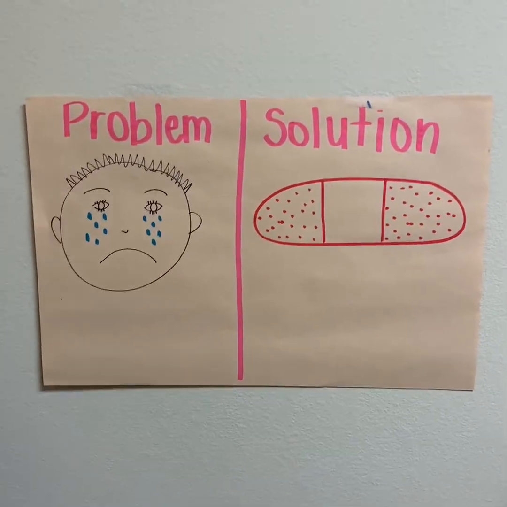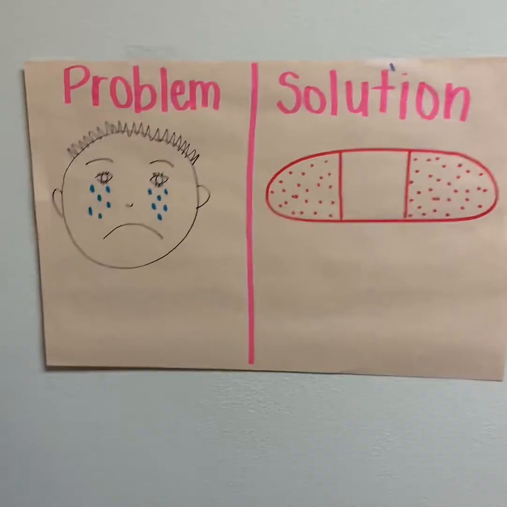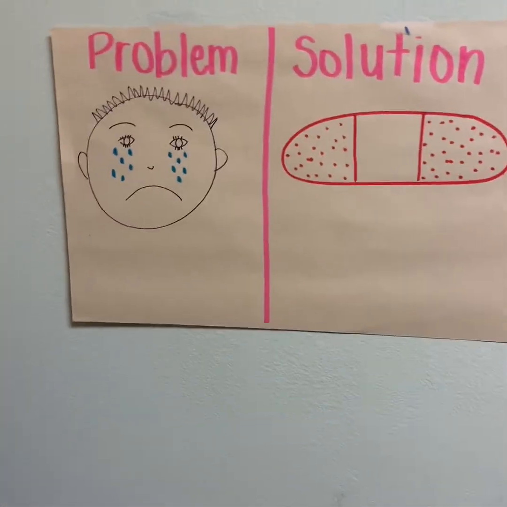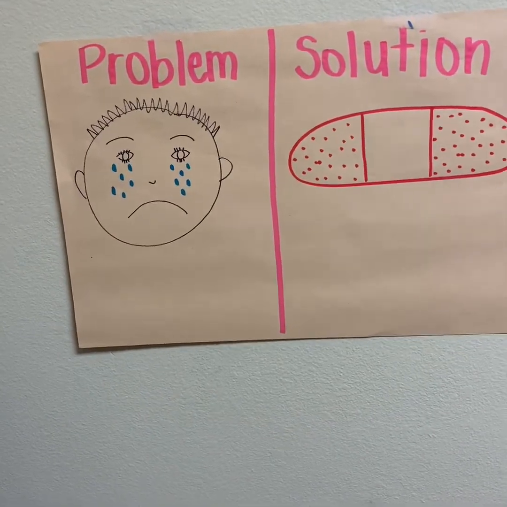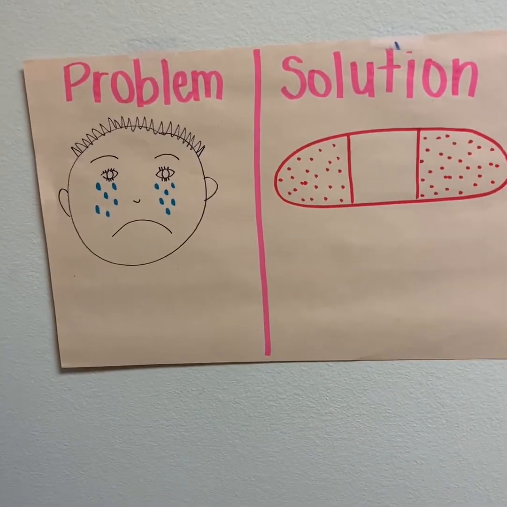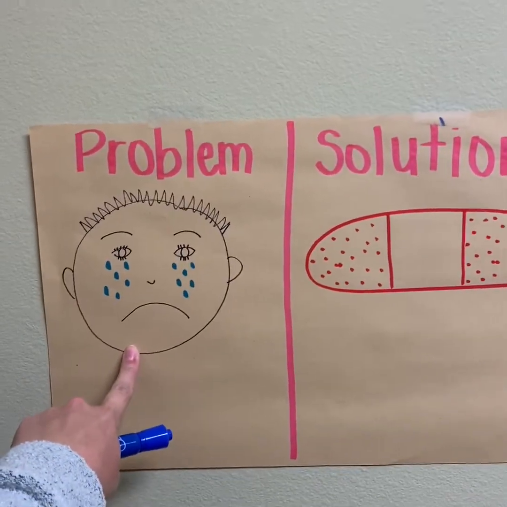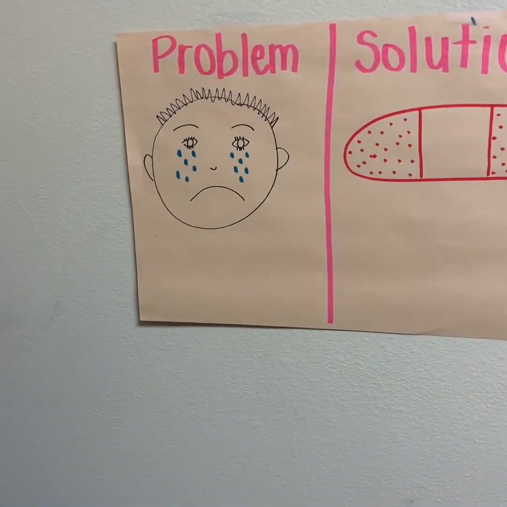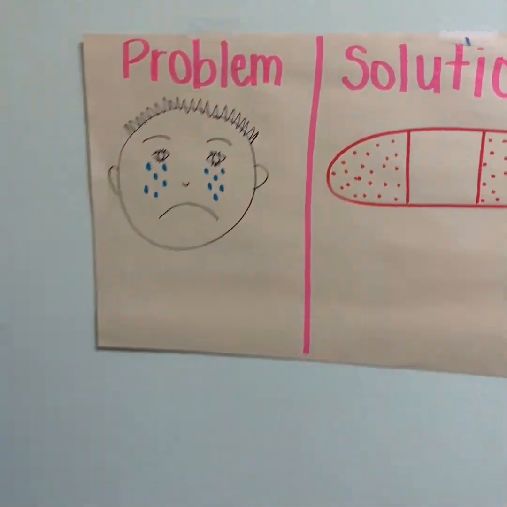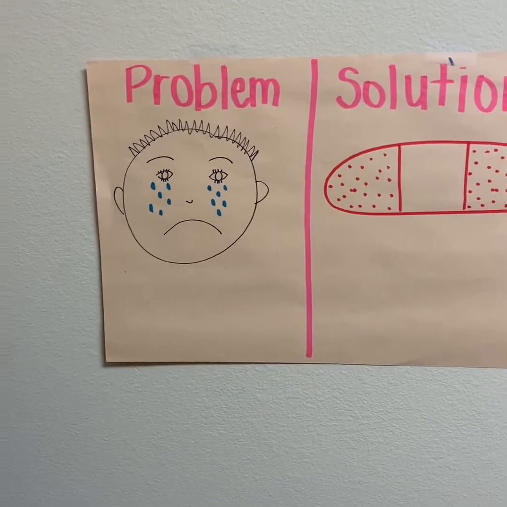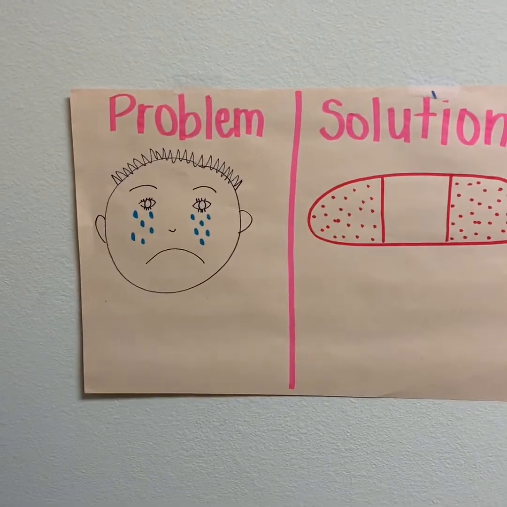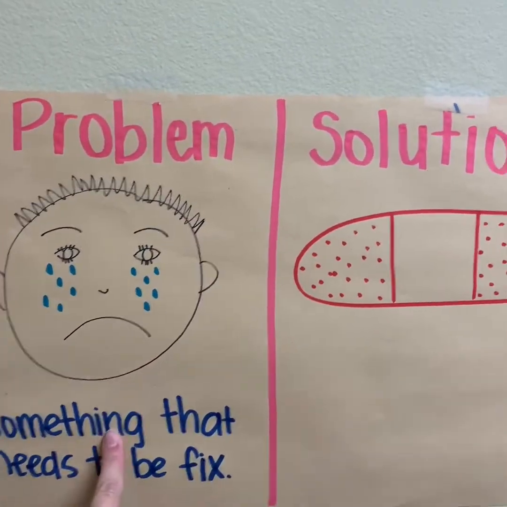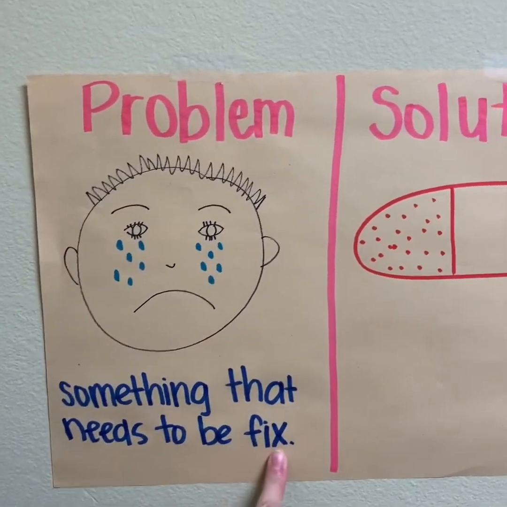Okay, kiddos, so here is my anchor chart, okay? As you can see, I wrote problem and solution. When I think of a problem, I think of something that I'm struggling with, right? Or maybe that the character is struggling with. Right here, I drew a person that is sad. They have a problem, okay? A problem means that it's something that needs to be fixed, okay? So I'm going to write that really quickly. So a problem is something that needs to be fixed, right?